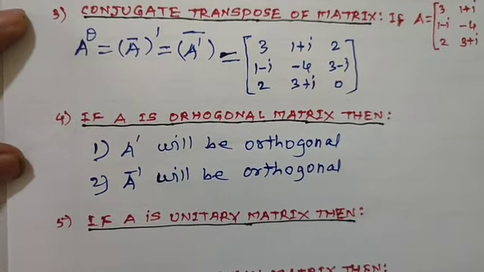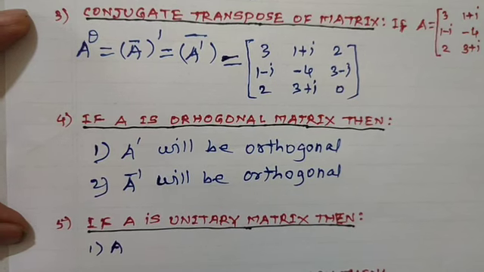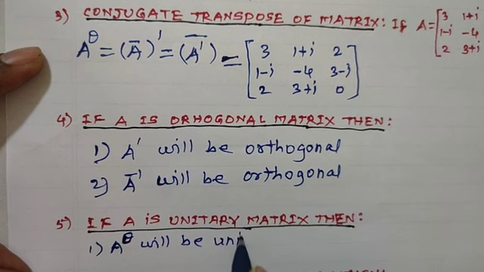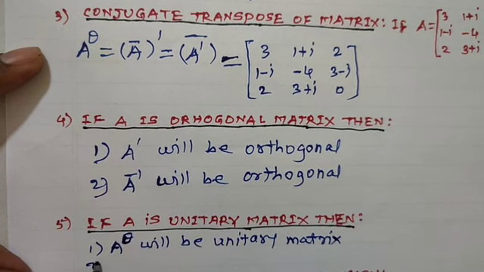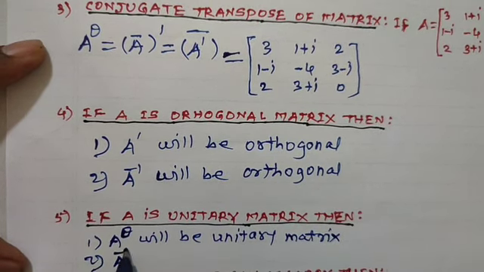Now next one is, if A is a unitary matrix, a square matrix A is unitary, then A theta, the conjugate transpose of A, will be a unitary matrix. And condition number 2, A inverse, in this case also A inverse will be a unitary matrix.